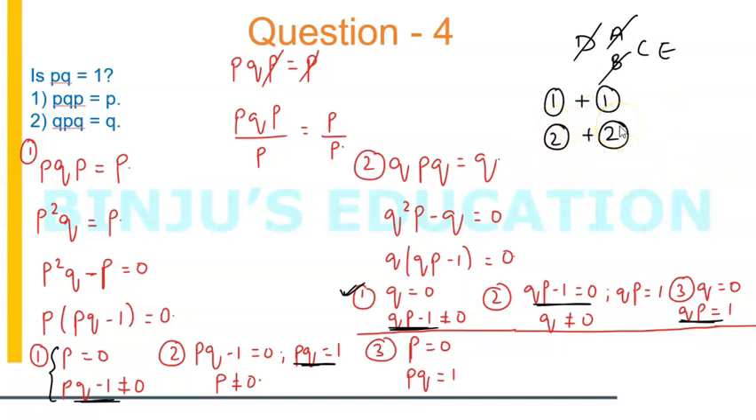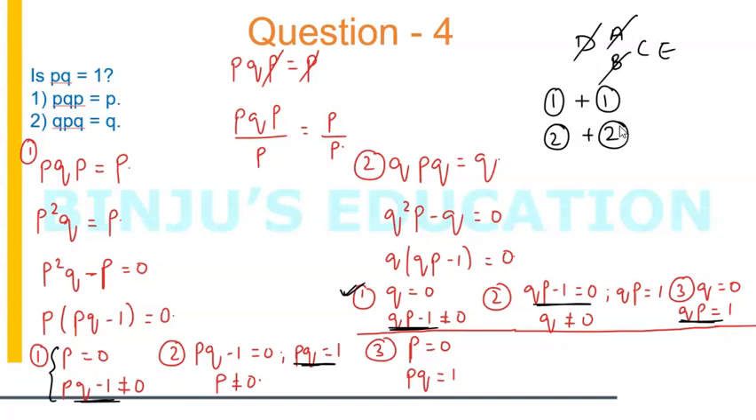Can 2 go with 3? So PQ is equal to 1, P not equal to 0. Oops, Q is equal to 0. And 2 plus 3, Q is equal to 0. So in that case, PQ cannot be equal to 1. So 3 will also not go.